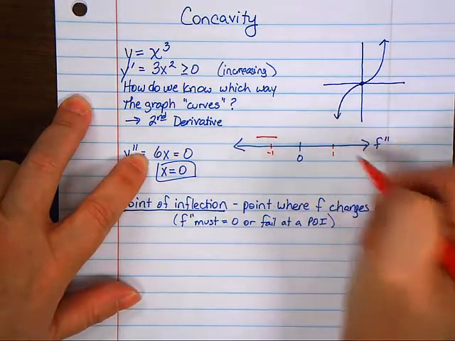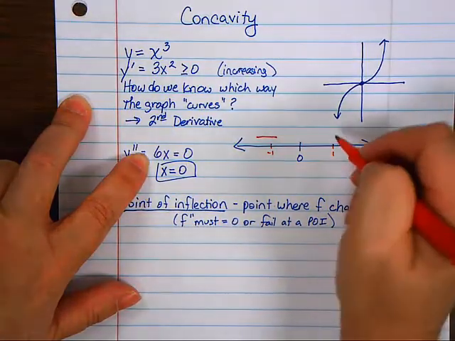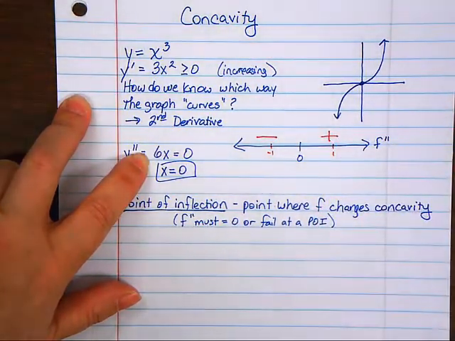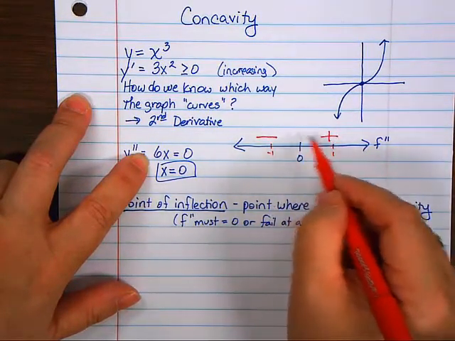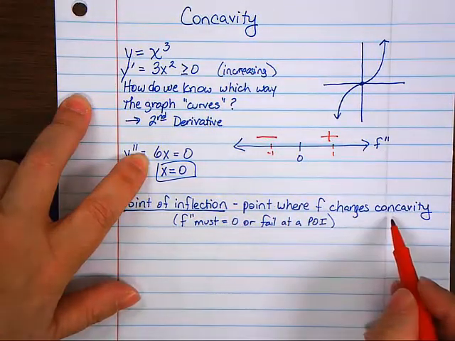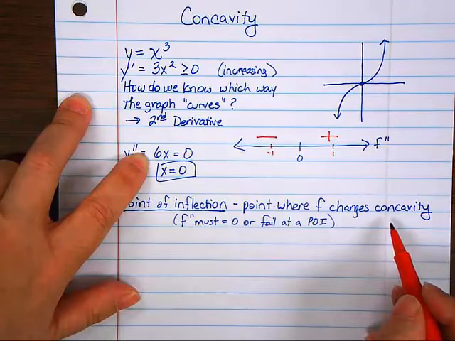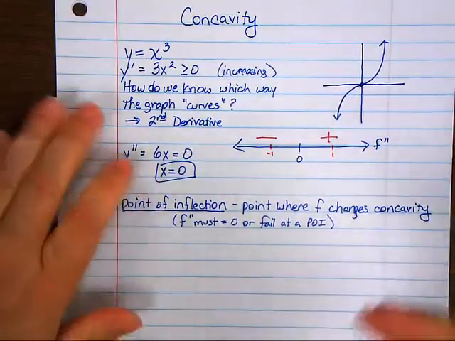If I plug in +1 to the second derivative, that will be positive. Agreed? Okay. So, do you notice that it changed sign right here? That is where it changes concavity as well. Okay? Now, let's talk about what this means about f prime.